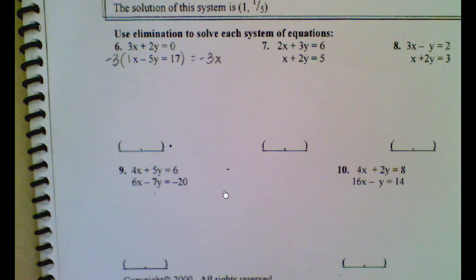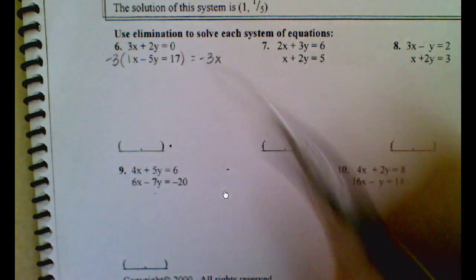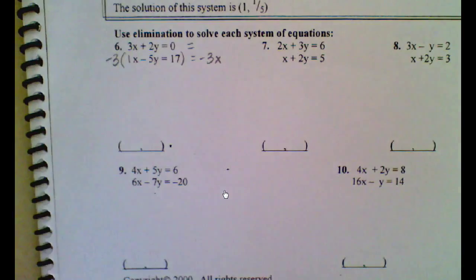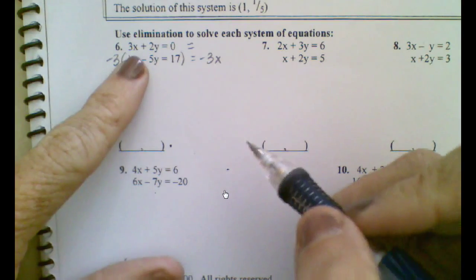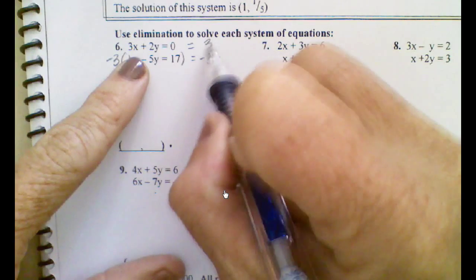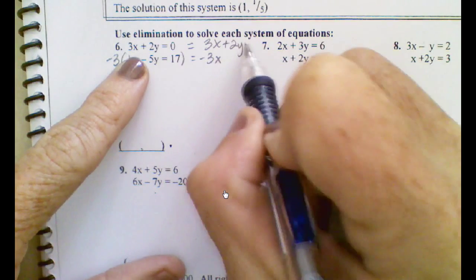Okay? So the only step that's different is instead of multiplying by negative 1, now you need to choose the number that you're going to multiply your equation by. And it might be one equation, it might be both of them, to get them to eliminate. Okay? So it's just one extra step. Does our top equation need to change? Nah, he's fine. Leave him alone. 3x plus 2y equals 0.